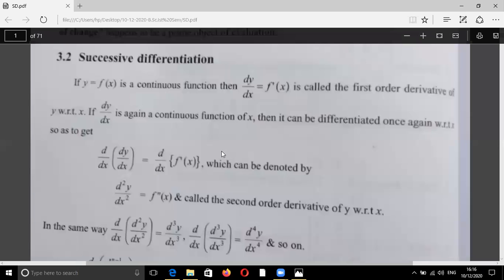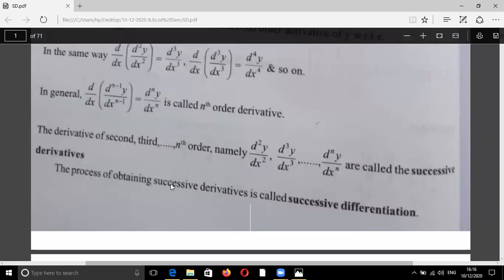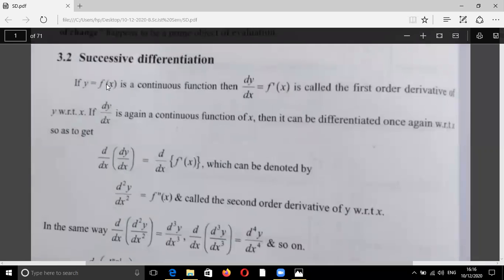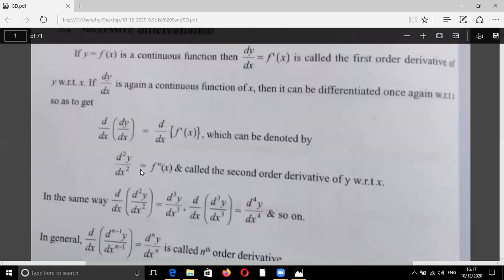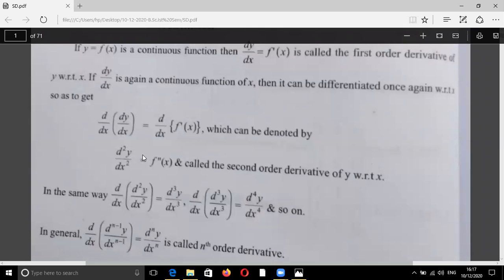I will start further. Now you see, you have already studied successive differentiation in lower classes. The process of obtaining successive derivatives is called successive differentiation. If y equal to f of x is continuous, then you get dy by dx, which is called the first order derivative. If dy by dx is continuous, then you get the second order derivative, given by d by dx of dy by dx. Again if that is continuous, you get the third derivative, and similarly the process continues.